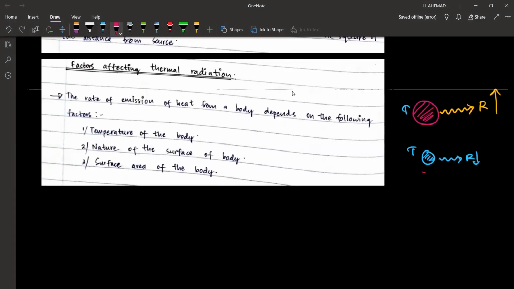The rate of emission of heat from a body depends on the following factors: temperature of the body, nature of surface, surface area of the body. Copy it down. I hope it's clear and there's nothing much to explain, right? If you need any further explanation, make sure you ask.